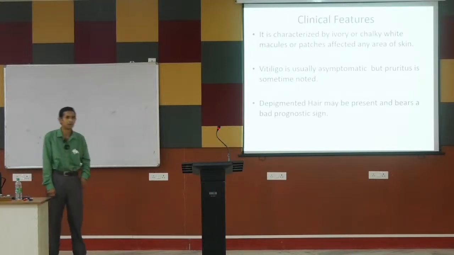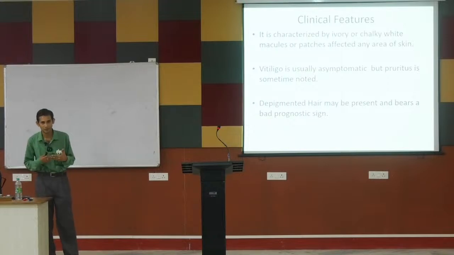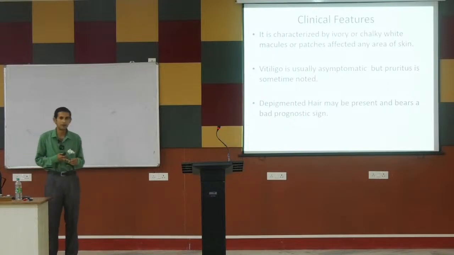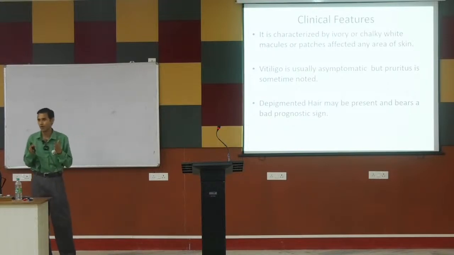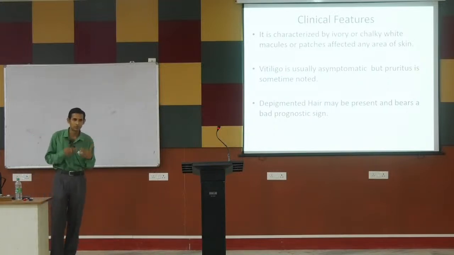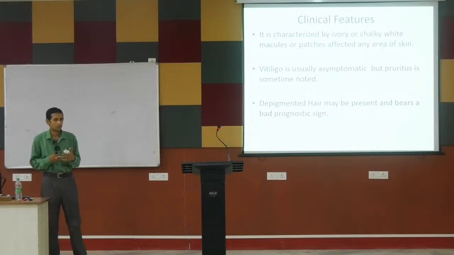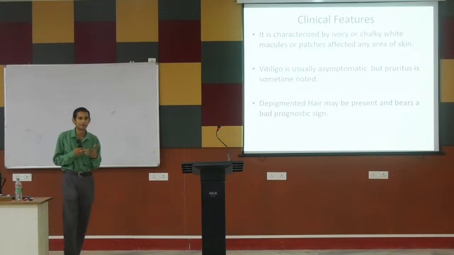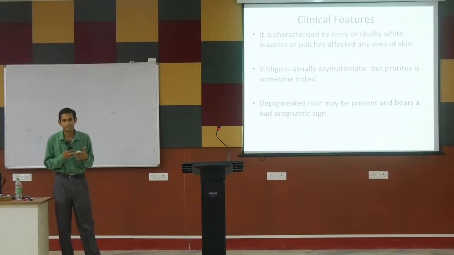Now coming to the clinical features. How does it present? What are the clinical features? It is mainly characterized by ivory white or chalky white depigmented macules or patches affecting any area of the skin from face to toe. Any idea regarding macules or patches? Have you done your clinical classes? What is a macule?